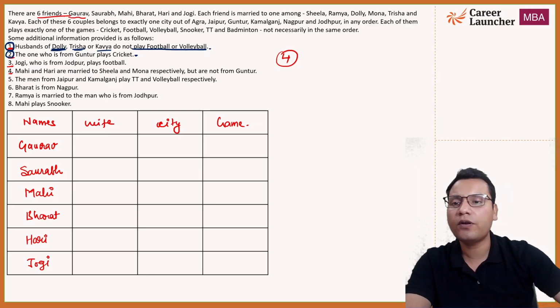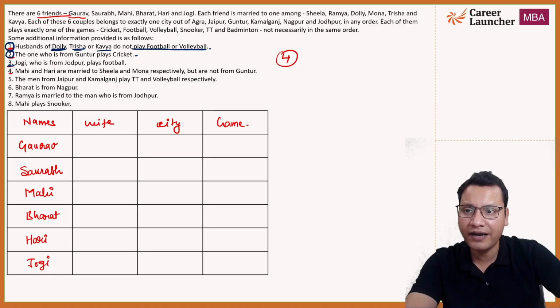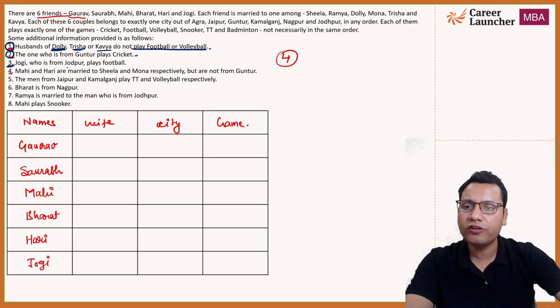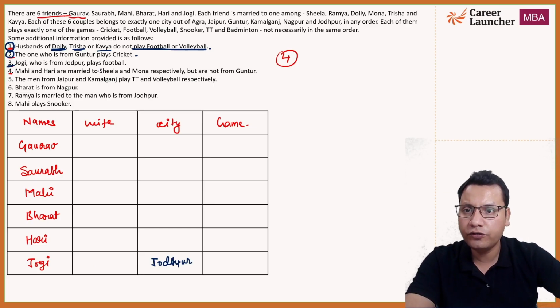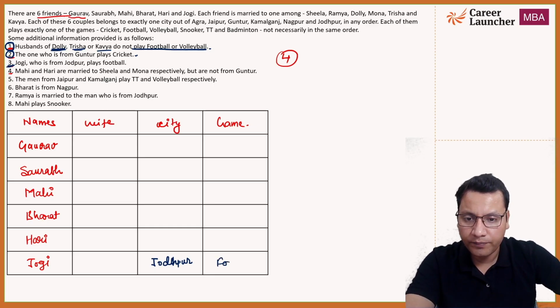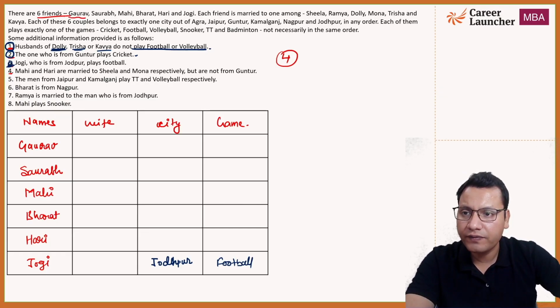Third, Jogi who is from Jodhpur plays football. Okay, so where is Jogi? That's a direct statement. Directly you can put that into the table. So we got one data corresponding to Jogi, that is, where is Jogi from? From Jodhpur. So Jogi is from Jodhpur, so I'll put Jodhpur here. Jogi is from Jodhpur and plays football. Okay, so Jogi is football. So we have used the third data, so we will not use it again. So mark it, we will not go to this statement further.